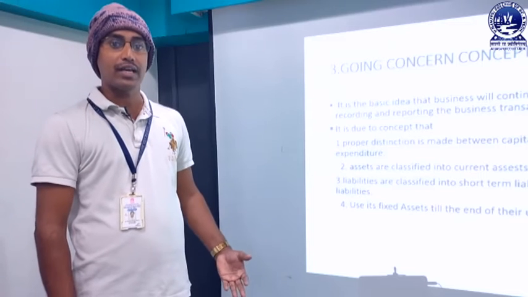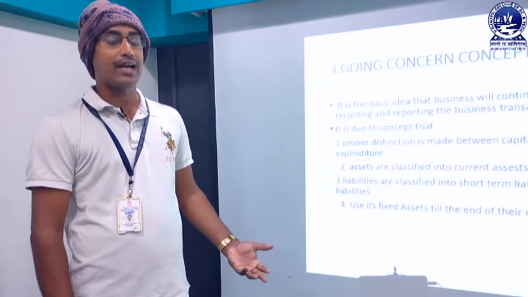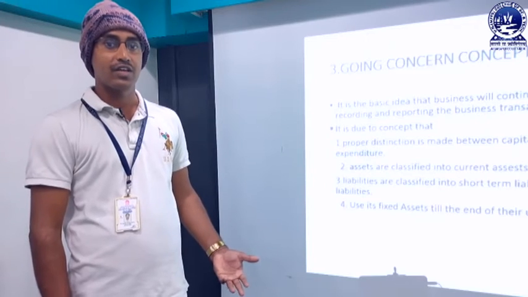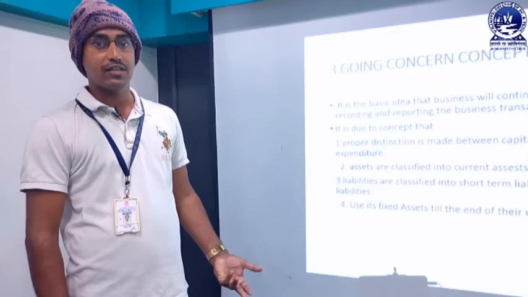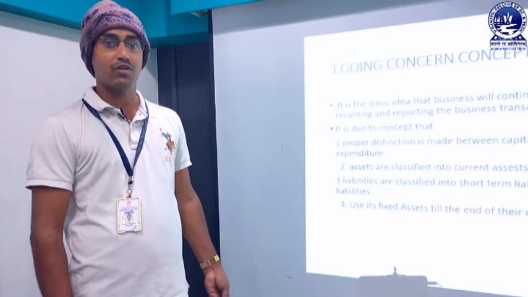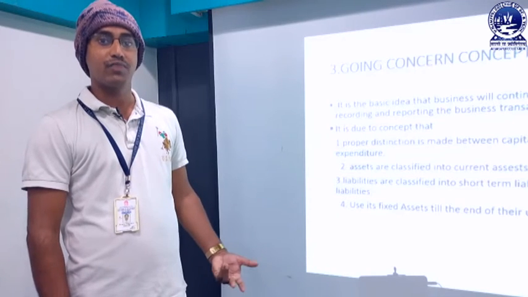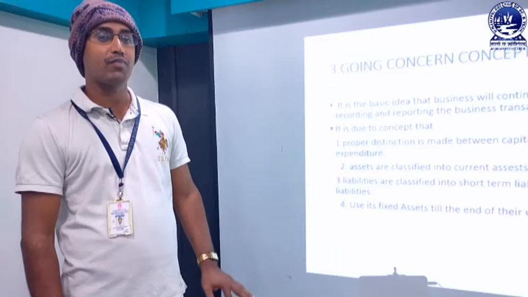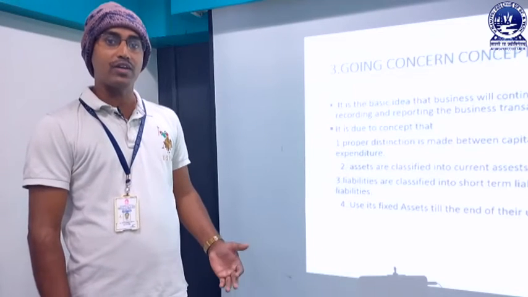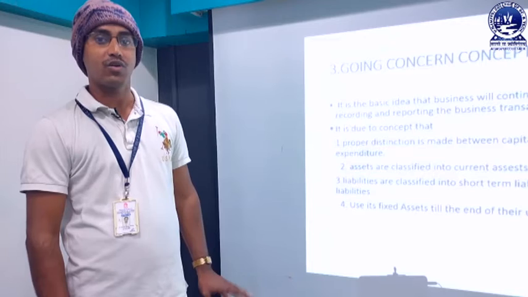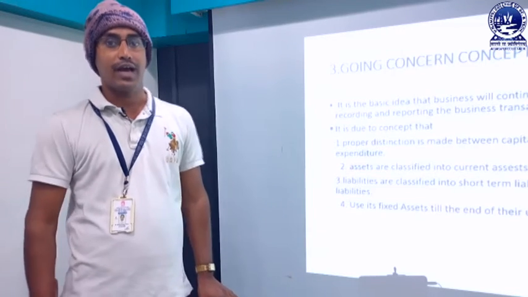That means we can record various assets, and those assets are classified as fixed assets, current assets, and fictitious assets. We must take into consideration the liabilities, and those liabilities are also classified into various categories: short-term liabilities, long-term liabilities, fixed liabilities. So everything should be recorded in a systematic manner or in a proper way, but that will continue forever. Whenever any transaction affects the business, it will be considered and recorded, as business is of a going concern nature.